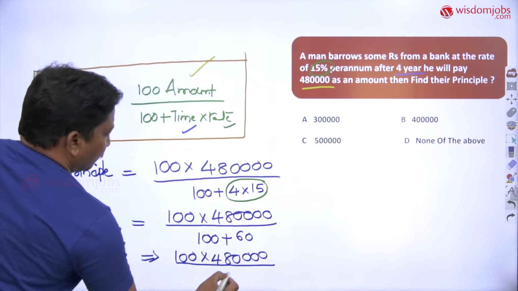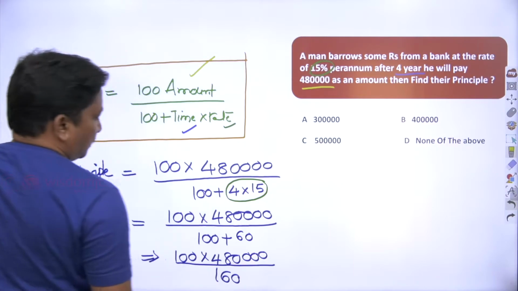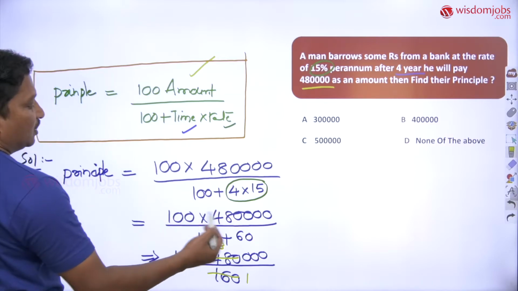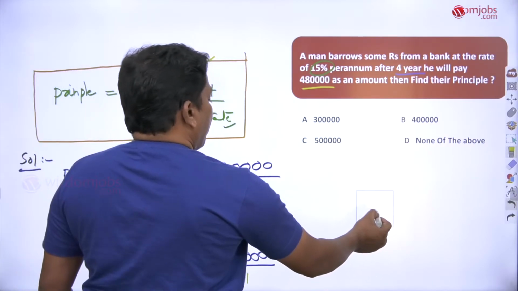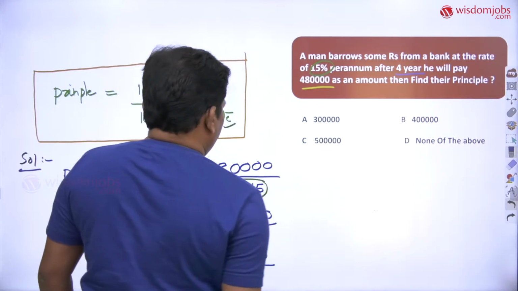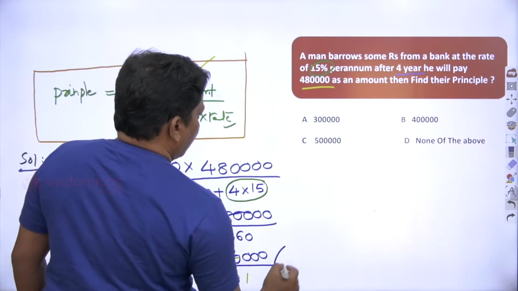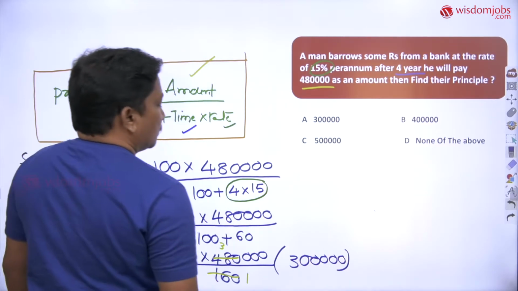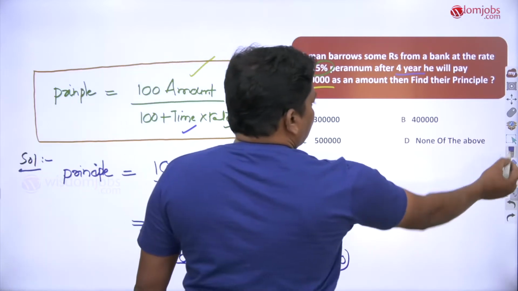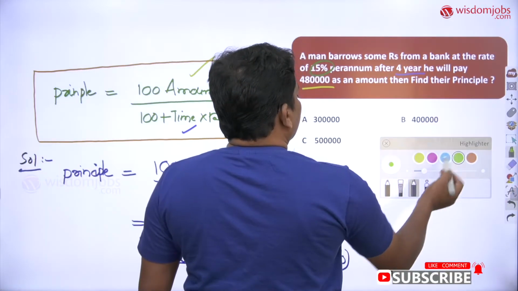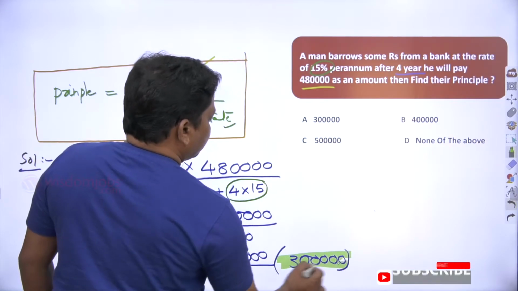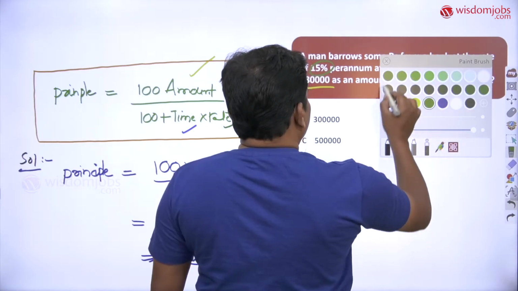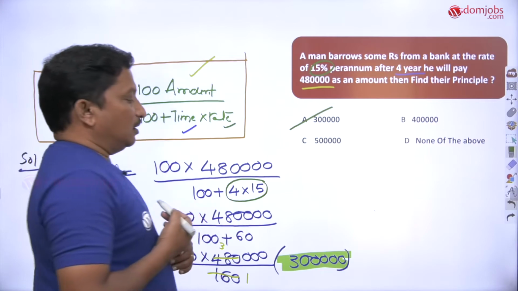Dear students, simplifying, that equals 3,00,000, which is nothing but 3 lakh rupees. So that is our answer, dear students. That is option A.